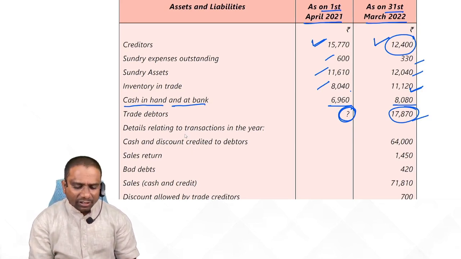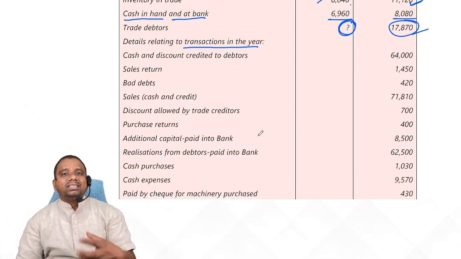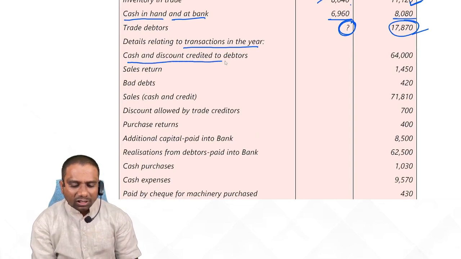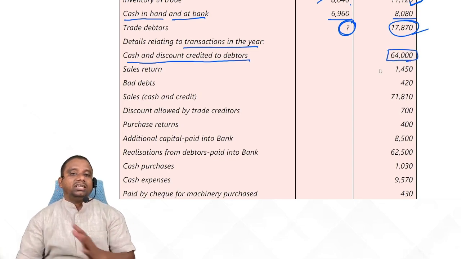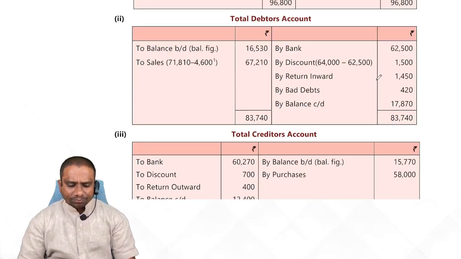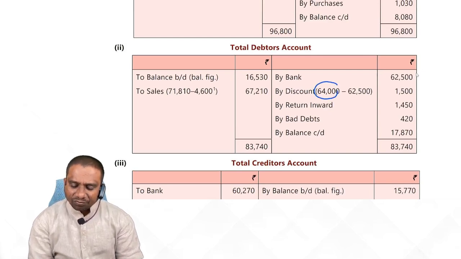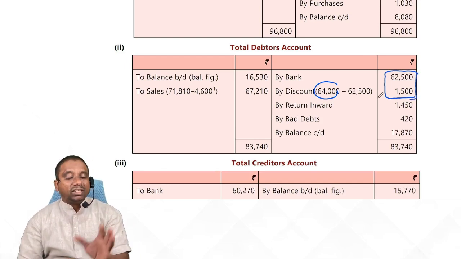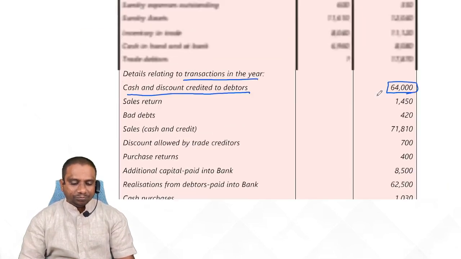Next, details relating to transactions during the year. Observe. Cash and discount credited to debtors 64,000 means go to debtors account, credit side, observe 64,000 rupees. They have bifurcated the 64,000. They said cash and discount. Observe.